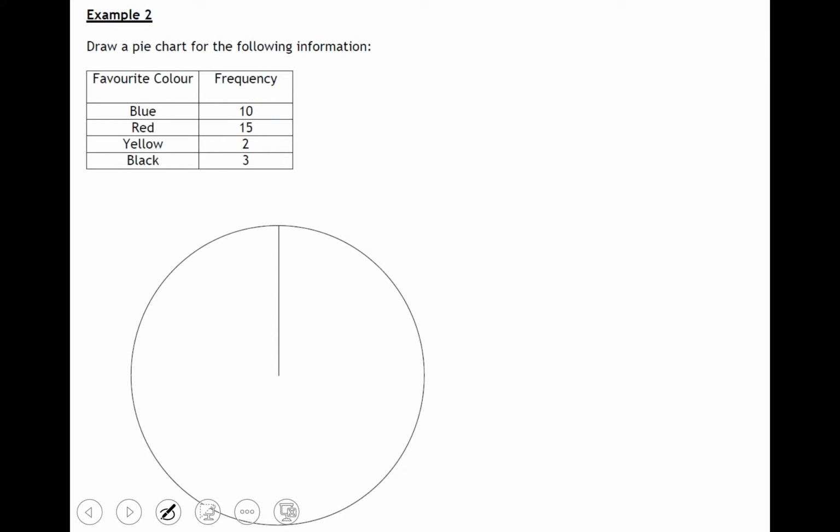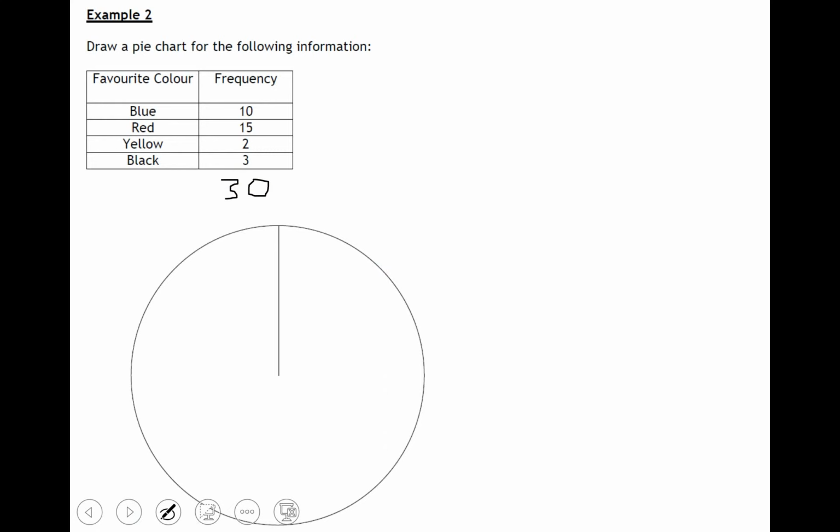Now a pie chart should be used for discrete data instead. So again we have the frequencies, and so a pie chart will show the proportion of each section. Now to get the proportion, first of all we'll need to add up the total frequency. So 10 plus 15 plus 2 plus 3 is equal to 30.